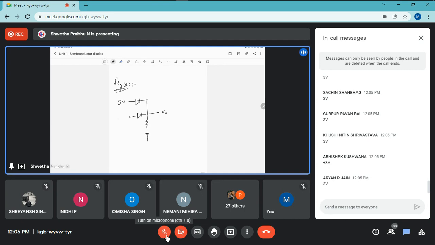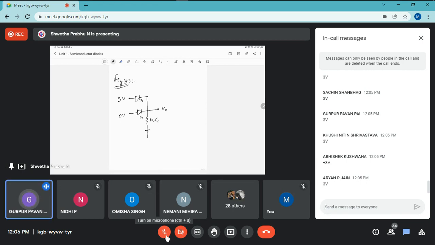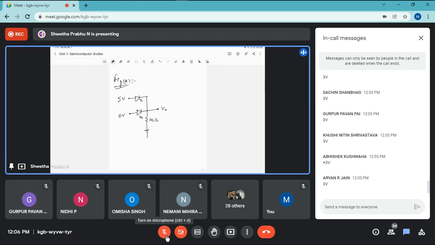Say the input here is 5 volts. The input here is 0 volts. This is diode 1 and this is diode 2 and the resistance value is 1 kilo ohm. I just took an example. Later we will come to that circuit. This is an example problem. So here the question is, you have to find the current which is flowing through the circuit, and you have to find the output voltage. Find I and find V naught.